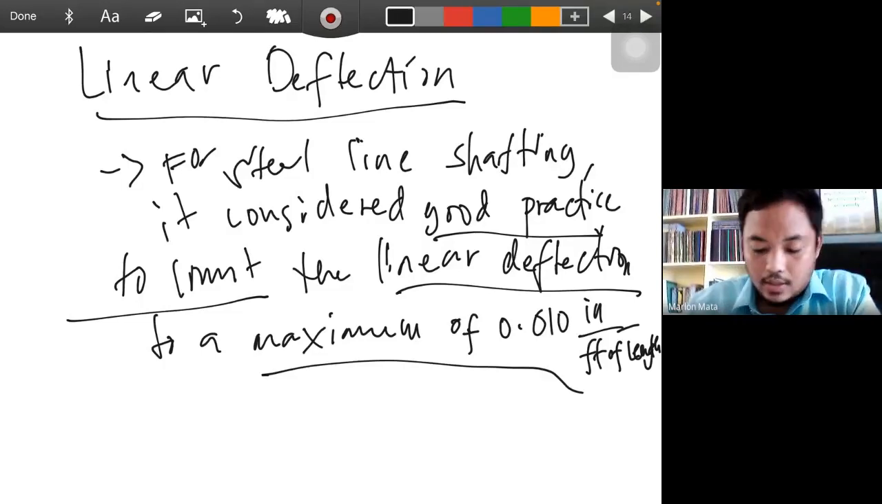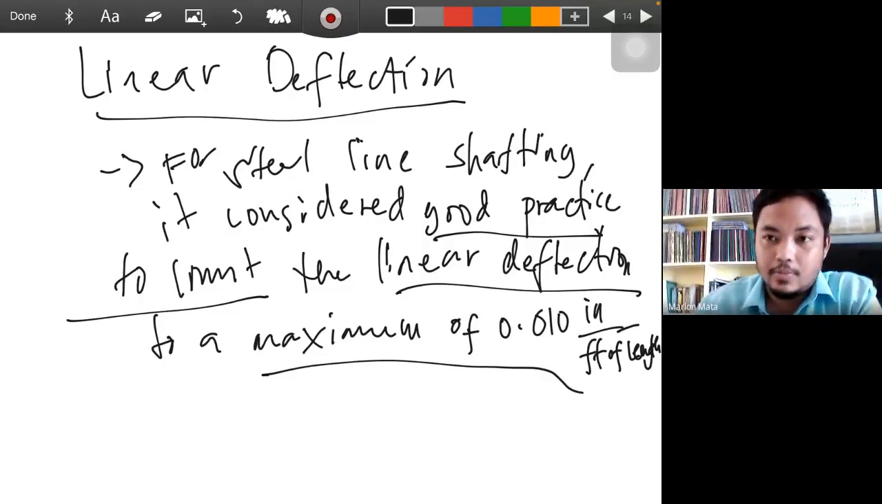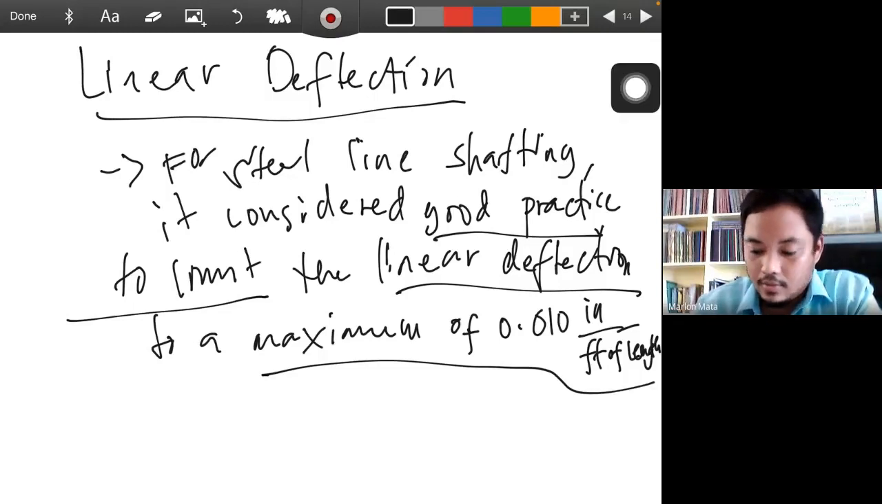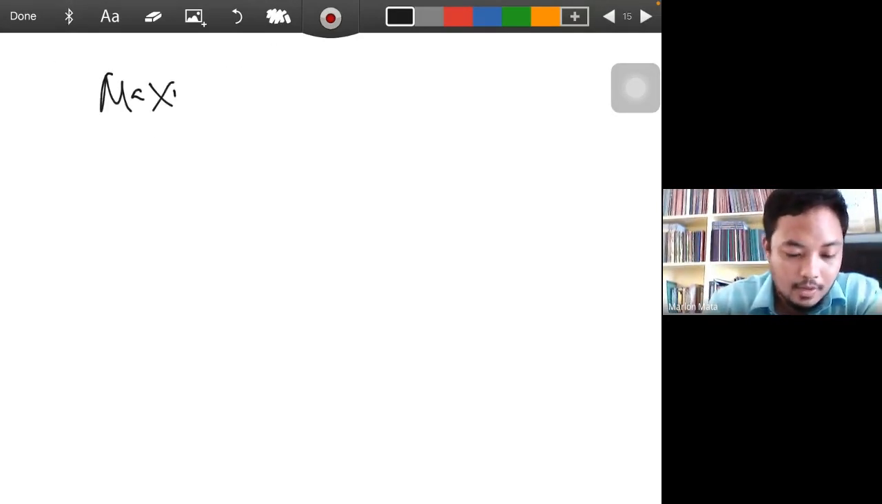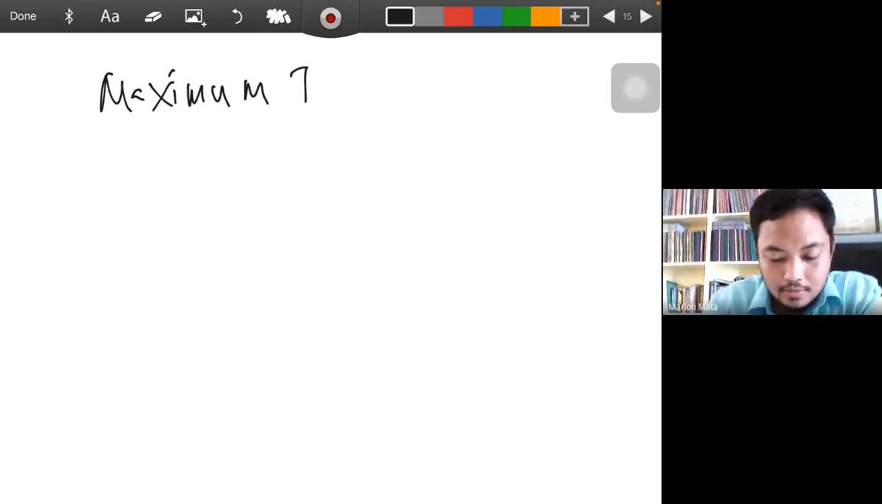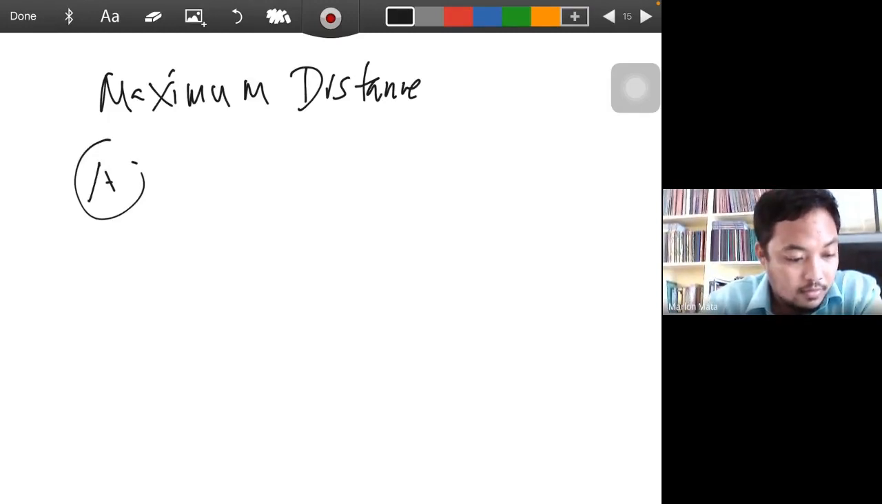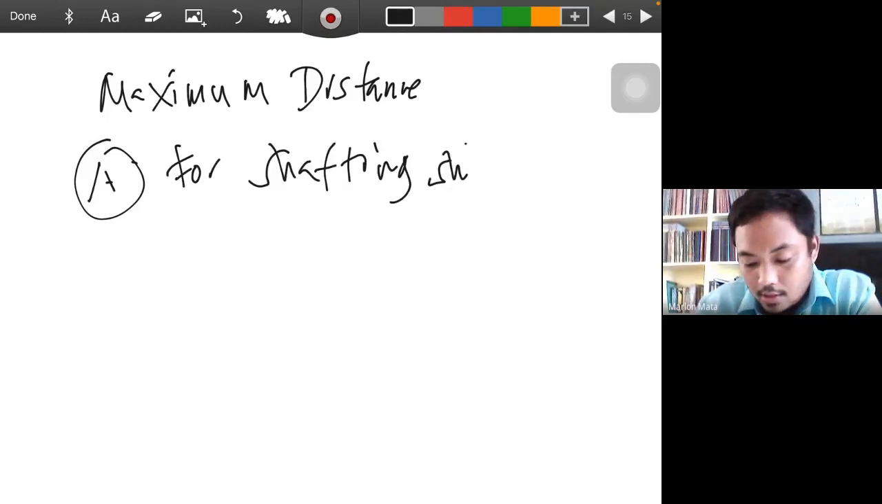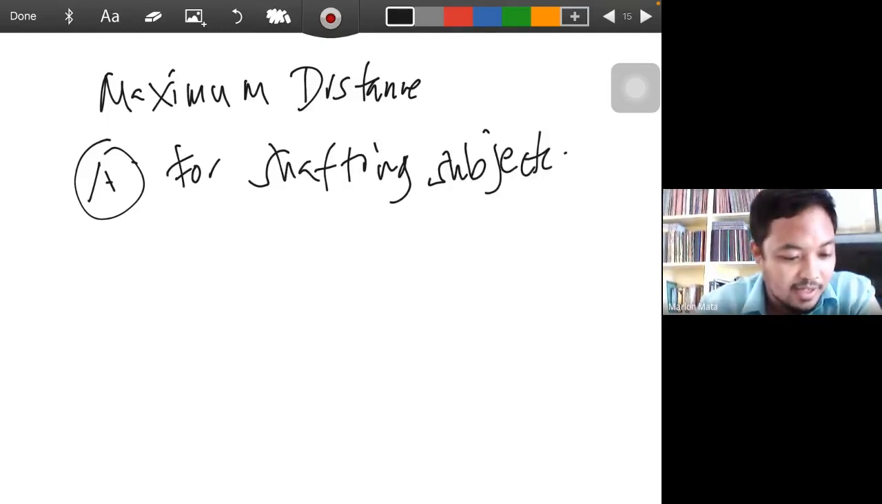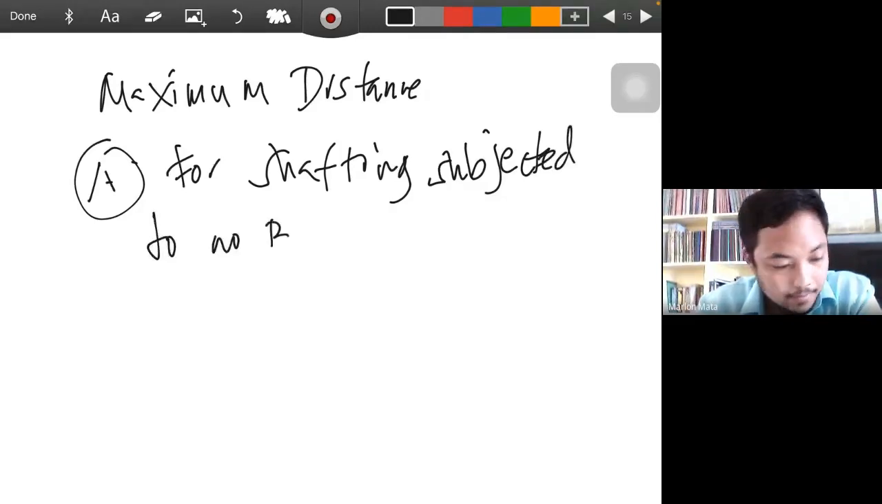maximum of 0.010 inches per foot of length. So for the future machine designers, take note. We have the maximum distance, so these are the empirical formulas. This used to come out in the board exam, so memorize this. Basically, those are the play points, blessed are those who have memorized them.